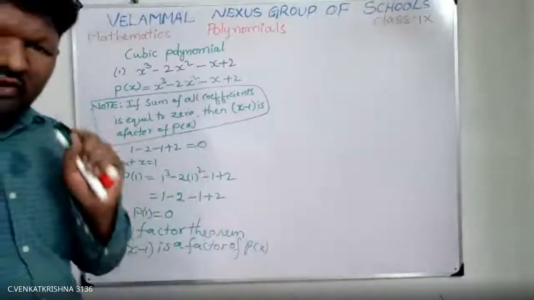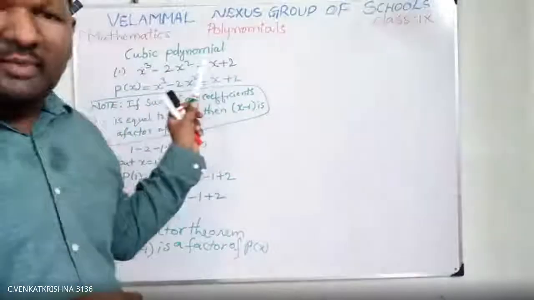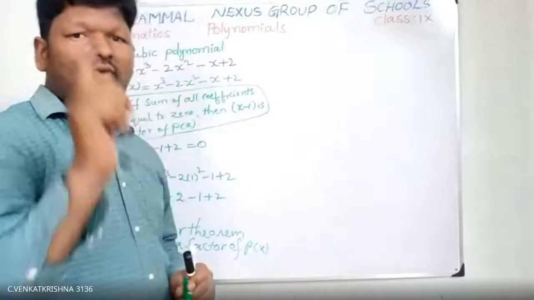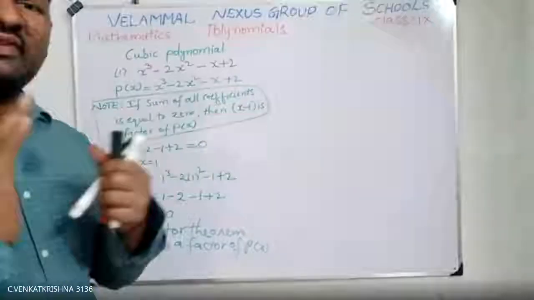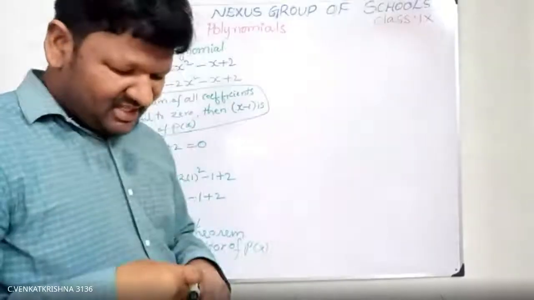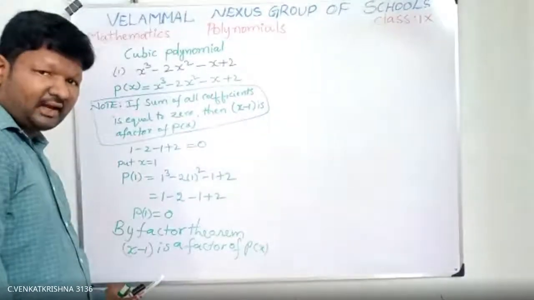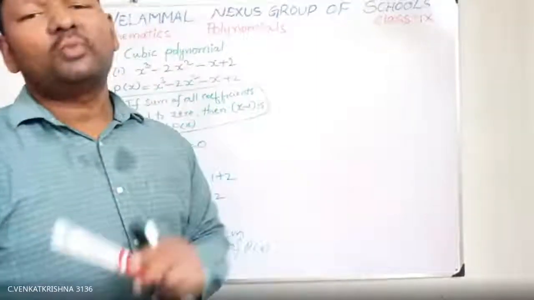Clear? Now we have found one factor. This is very, very important. Whatever the cubic polynomial may be, first we need to find one zero, that is, one factor value. Later our problem is very, very easy. Now I will use the synthetic division method. Here we know one factor value, so by using synthetic division I will find 2 more zeros.